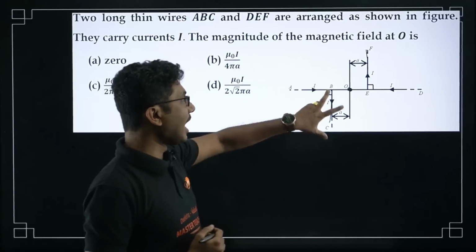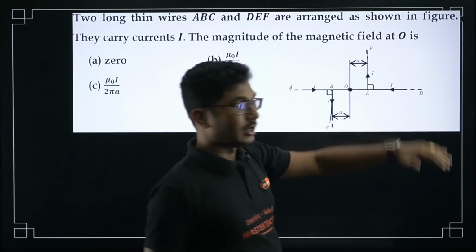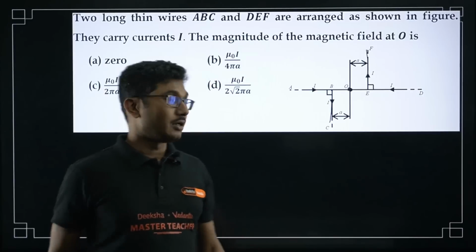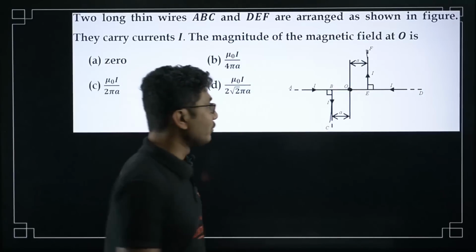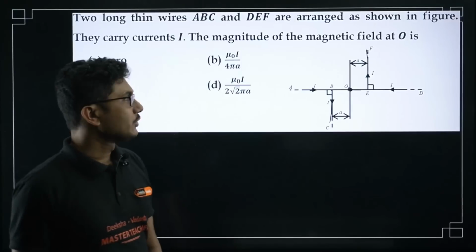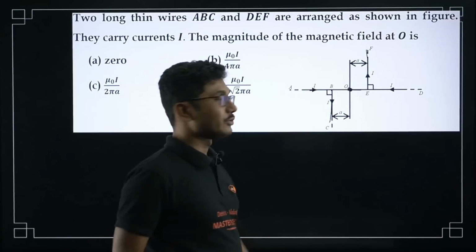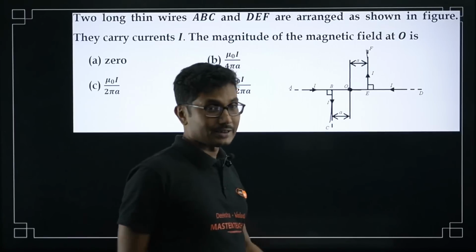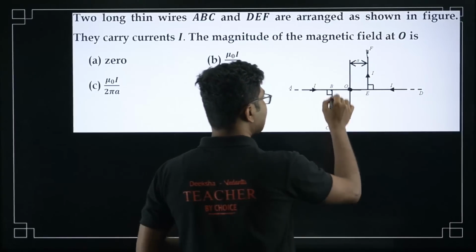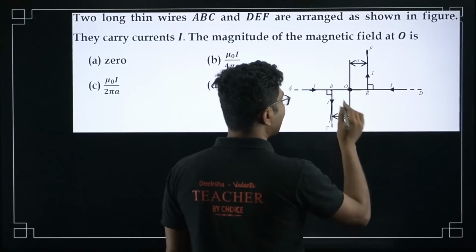Now this is a half wire, and this portion of the wire you can cancel because they are going in the same direction as the point. So whatever magnetic field is due to this will be cancelled due to this one. You can simply consider these two as opposing each other, so they will not have any effect in this case. So only these wires are important. Now this is a half wire.